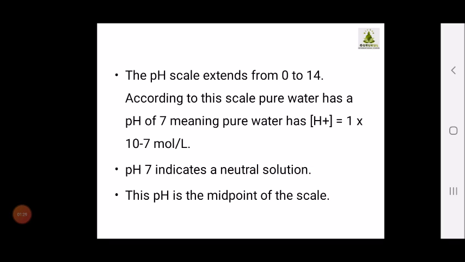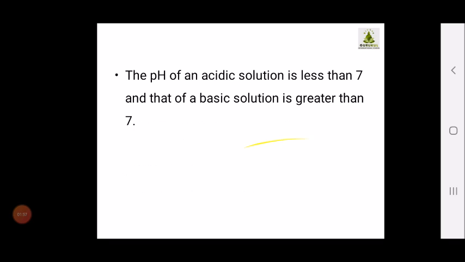The pH scale extends from 0 to 14. According to this scale, pure water has pH of 7. It means pure water has H plus equal to 1 into 10 raised to minus 7 mole per liter. The pH 7 indicates the neutral solution. The solution is neutral. Neither is it acidic, nor is it basic. So this pH 7 is the midpoint of the scale. Now, the pH of an acidic solution is less than 7 and the pH of basic solutions is greater than 7. This we have already studied.